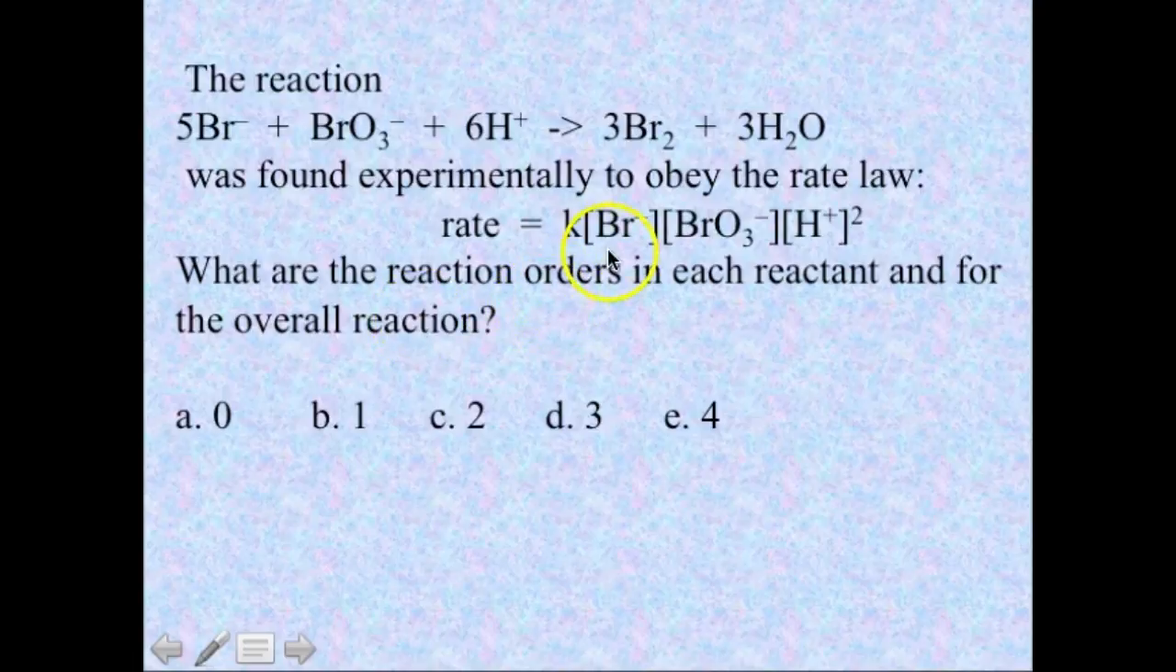All right, here we go. So bromide is going to be first order. Bromate, BrO3⁻, is going to be first order. And the hydrogen ion is going to be second order. And overall, it's 1 plus 1 plus 2, which is a reaction order for the overall reaction of 4.